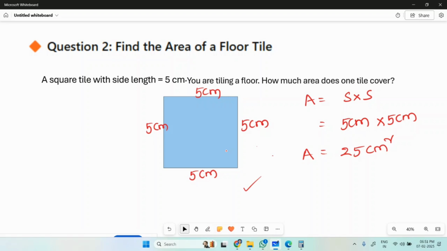Okay, this is how we find out the area and perimeter in our real life. I hope you understand the topic area and perimeter.